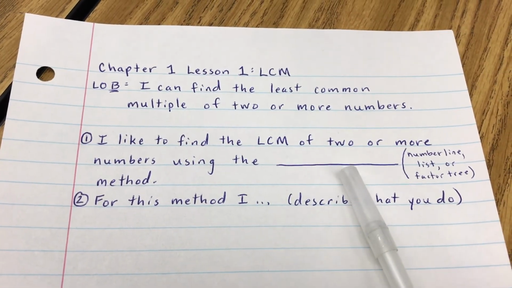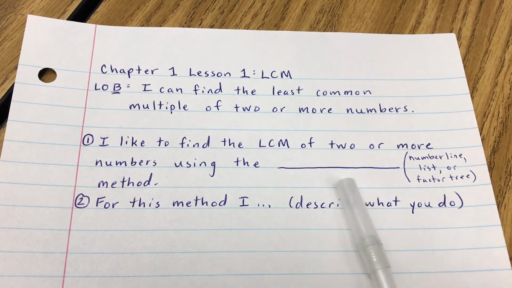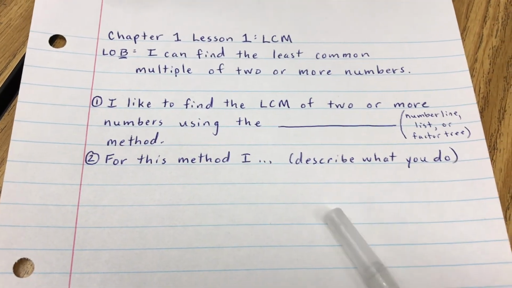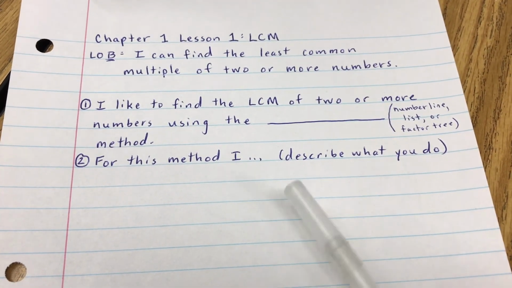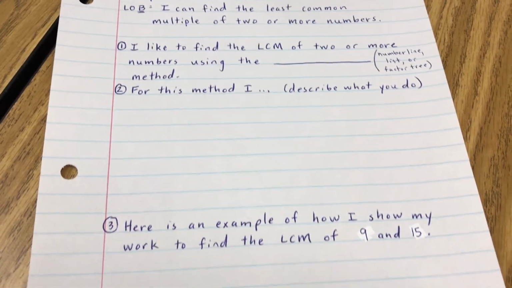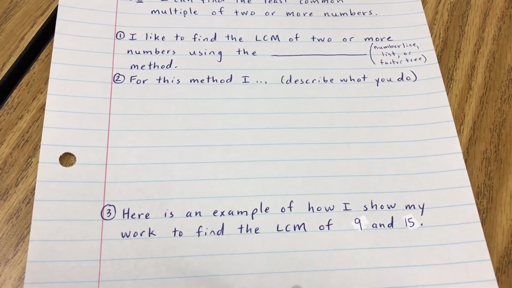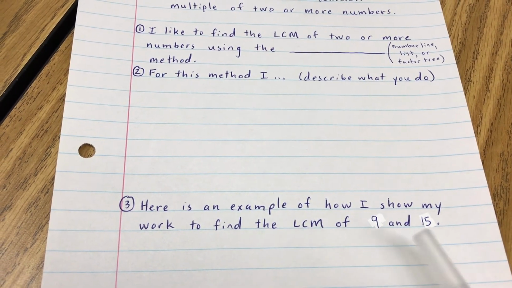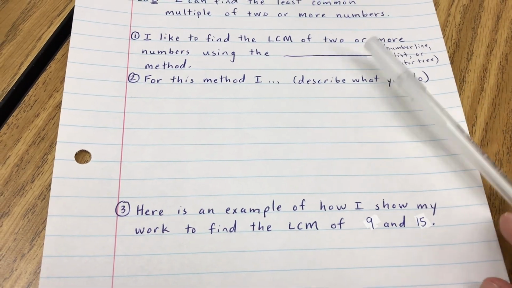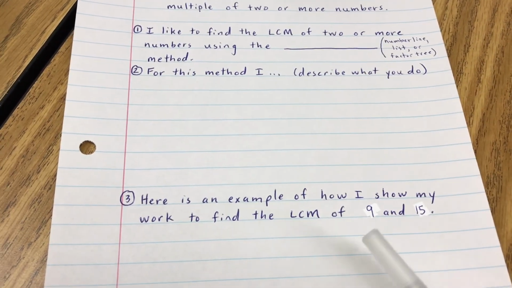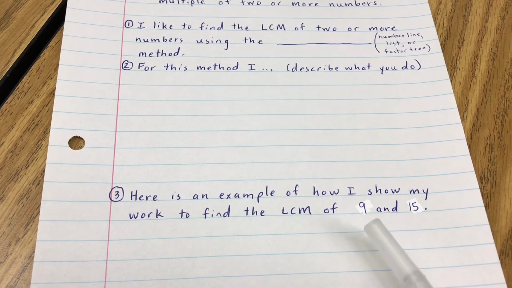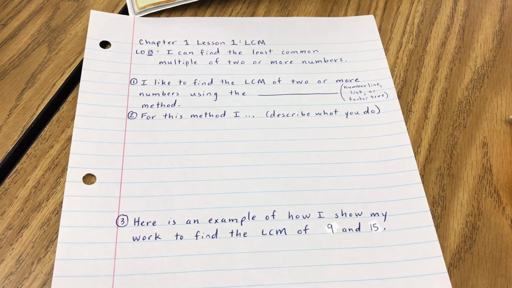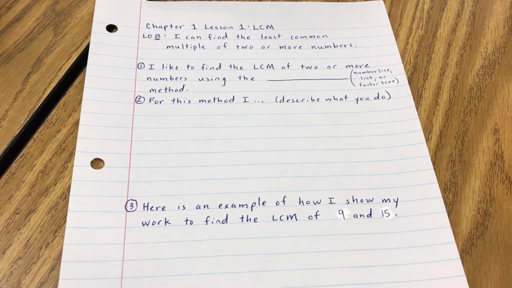Number 1, fill in the blank. I like to find the least common multiple of 2 or more numbers using the what method, number line, list or factor tree. And for this method, I what? Describe what you do, so the steps for the method in complete sentences. And down here, do an example. Show how to do the least common multiple of 9 and 15. So whatever method you picked up here, go ahead and follow that method down here to find the least common multiple. All right, that's it. And then you're going to have the teacher check it and look at the board to see what to do when you're done.